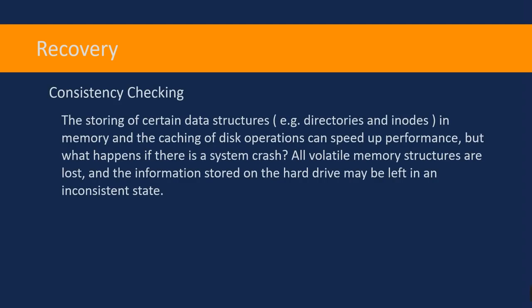Recovery. Consistency checking. The storing of certain data structures like directories and inodes. Inodes is the equivalent for Linux. In memory, and the caching of this operation can speed up performance. But what happens if there is a system crash? All volatile memory structures are lost, and the information stored on the hard drive may be left in an inconsistent state.